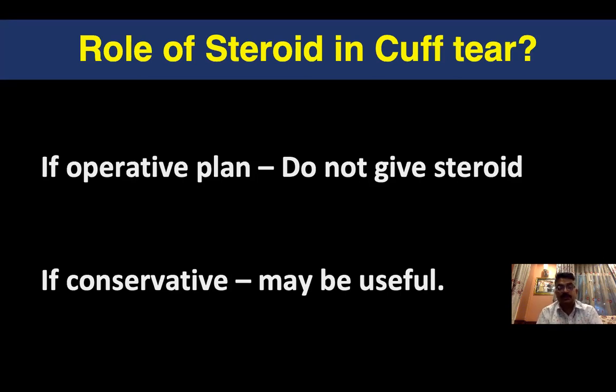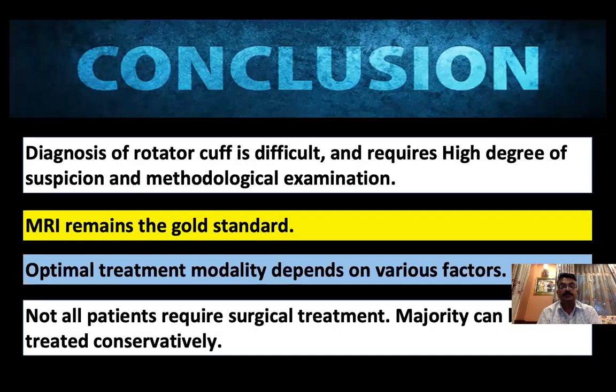But if you are sure that this patient is not going to get surgery in the next 6 months or 1 year time, probably steroid is a very good choice for the treatment of these particular patients. So with this, I'd like to conclude by saying that diagnosis of rotator cuff is difficult, and it requires a high degree of suspicion and the methodical examination of a patient. Do not forget to test at least one test for each rotator cuff tear. That dramatically increases the detection of rotator cuff tear. MRI remains the gold standard.